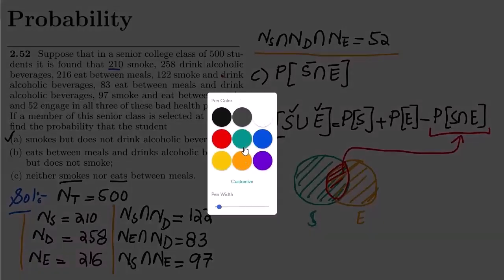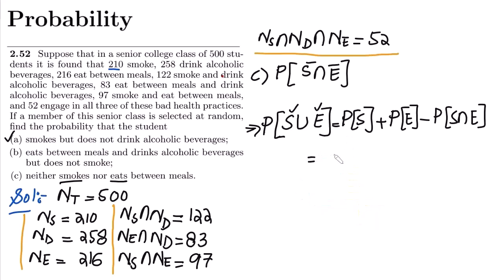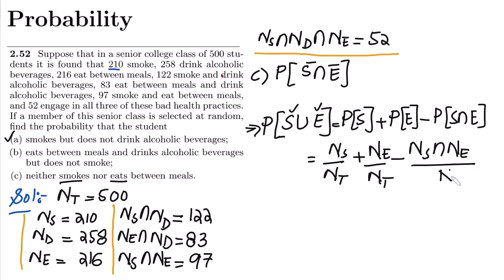Now let me write the values of them. So what are their values? Let me put them here. So P of S, what is this? This is what P of S is: N of S divided by N of T, plus P of E, which is N of E divided by N of T, minus P of S intersection E, which is N of S and E divided by N of T.